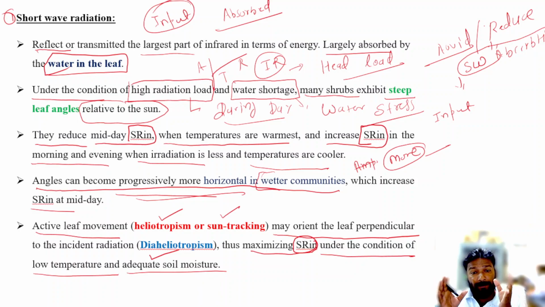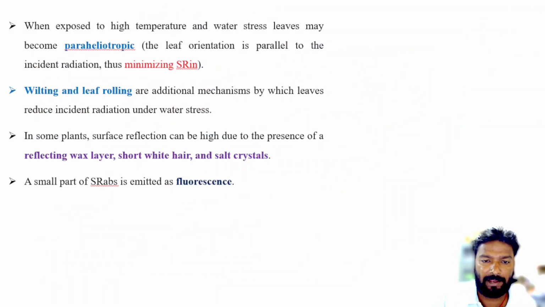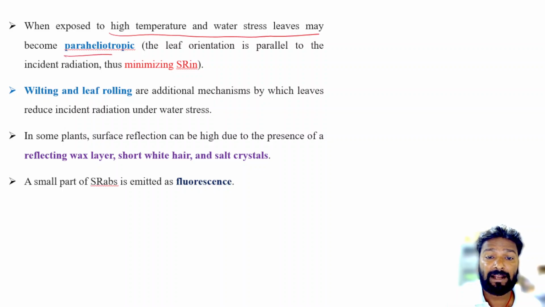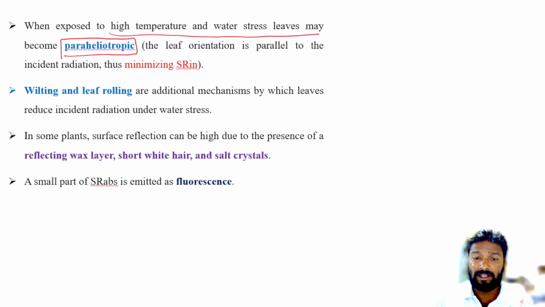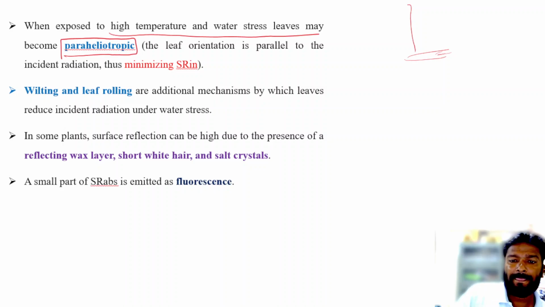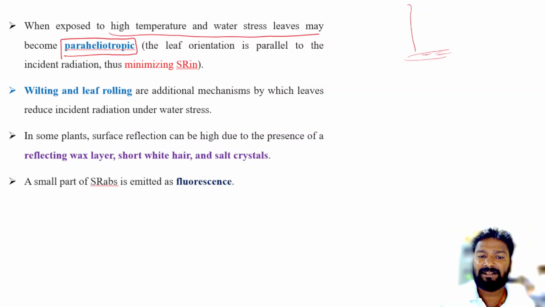Means when the temperature is less and adequate soil moisture is present, the leaf movement is diaheliotropism, so they maximize the solar radiation absorption. And when exposed to high temperature and water stress, leaves may become paraheliotropic. Okay, so the leaf orientation is parallel to the incident radiation, means if leaves are coming to this, the leaf is parallel to the incidence radiation.